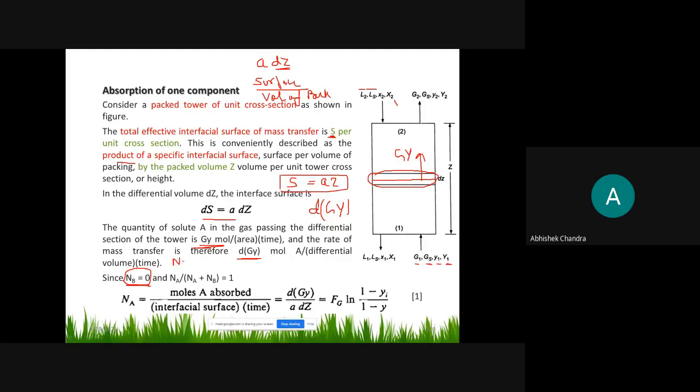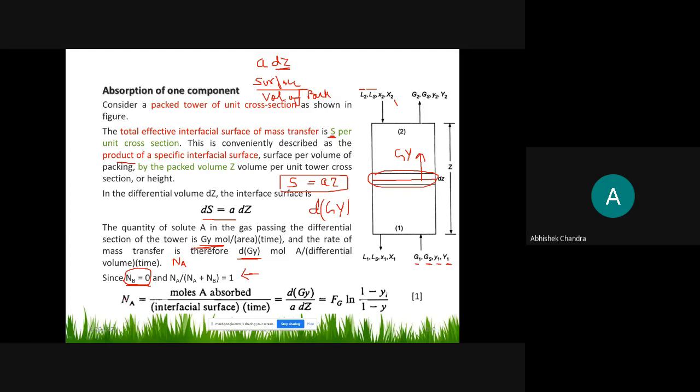NA represents the molar flux of solute. So NA upon NA plus NB: NB is 0, so NA upon NA is 1. So this value is 1.